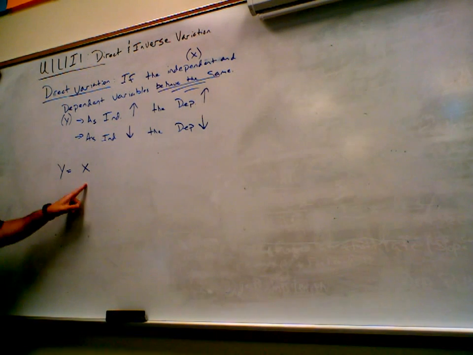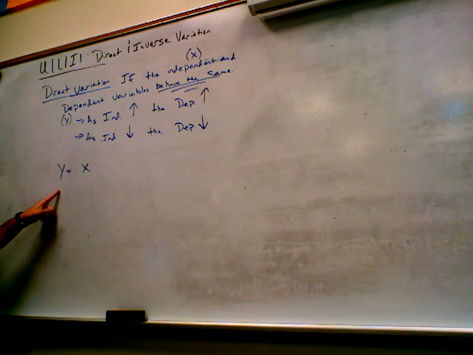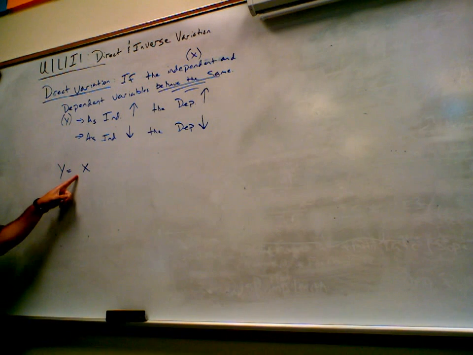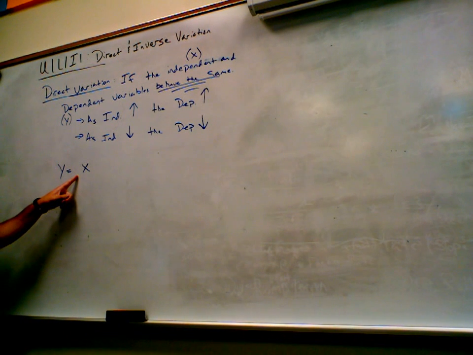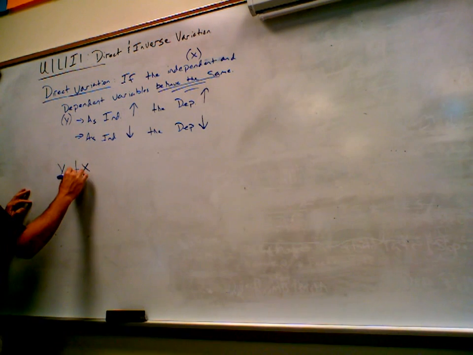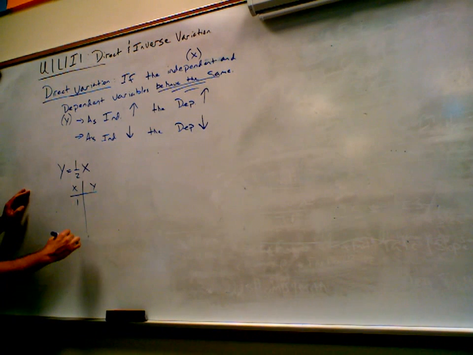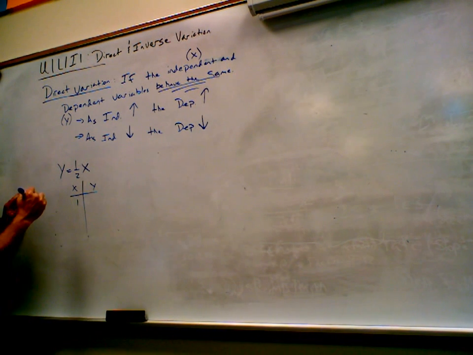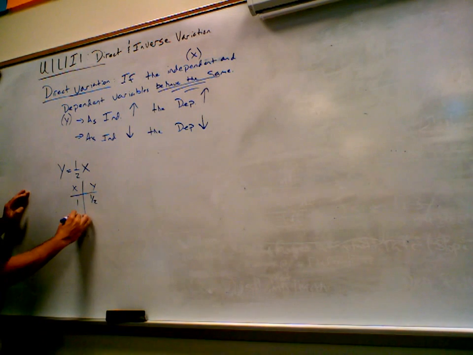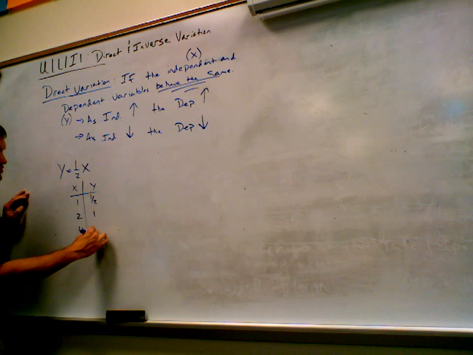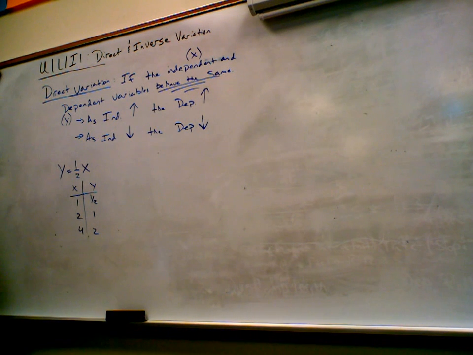If X goes up, will Y go up? Yeah. What if I have Y equals 2X? It goes up faster, right? What if I have Y equals 1/2 X? It still goes up though, doesn't it? So here's my little quick table. If I have 1 for X, what's Y going to be? 1/2, right? If I have 2 for X, what's Y going to be? 1. If I have 4 for X, what's Y going to be? 2. So are they both still increasing? Yeah.